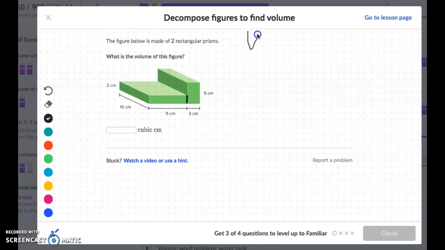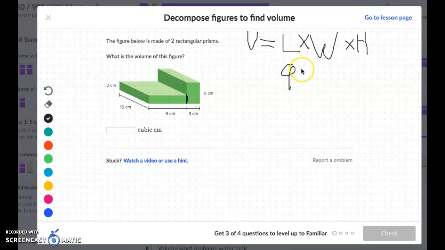So volume equals length times width times height. And for my first shape, I'm going to do this longer, flatter one. Okay, so my length is 9, because I'm only looking at how long this section is.